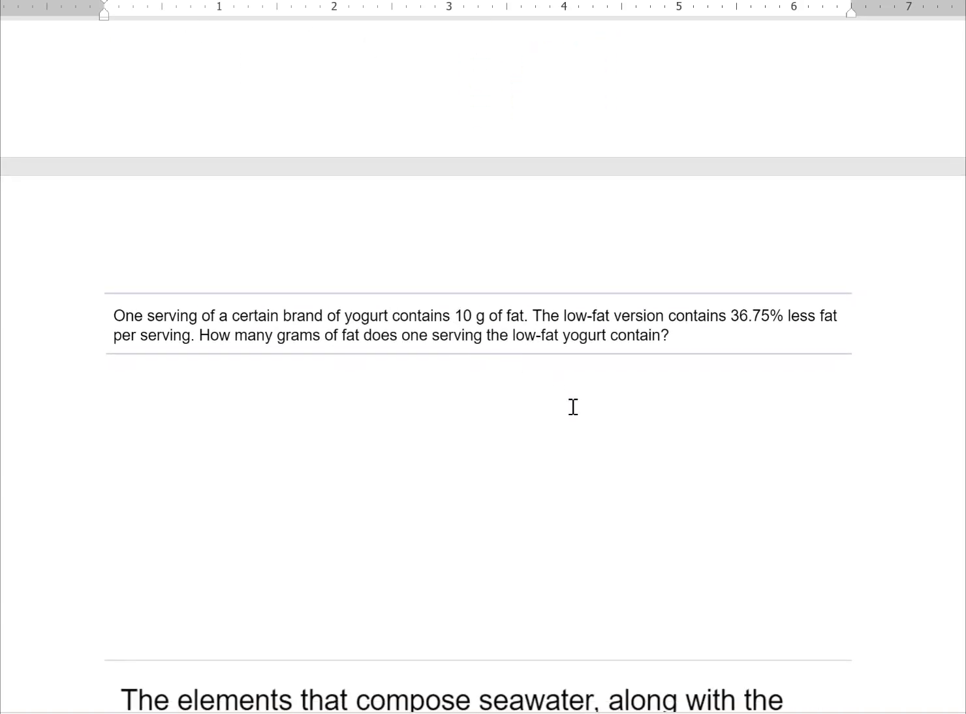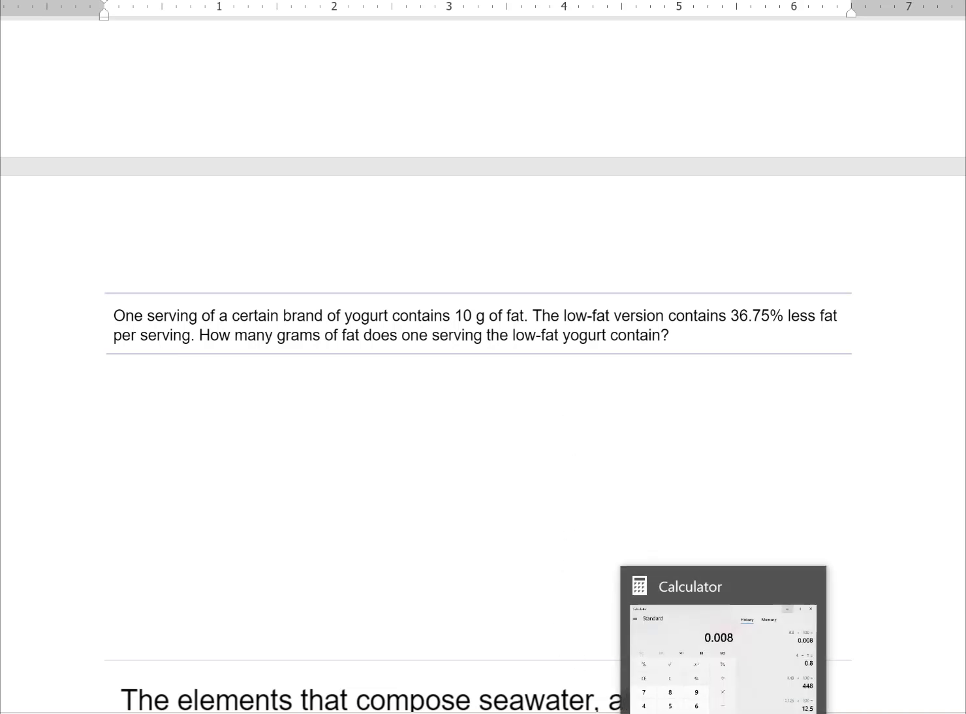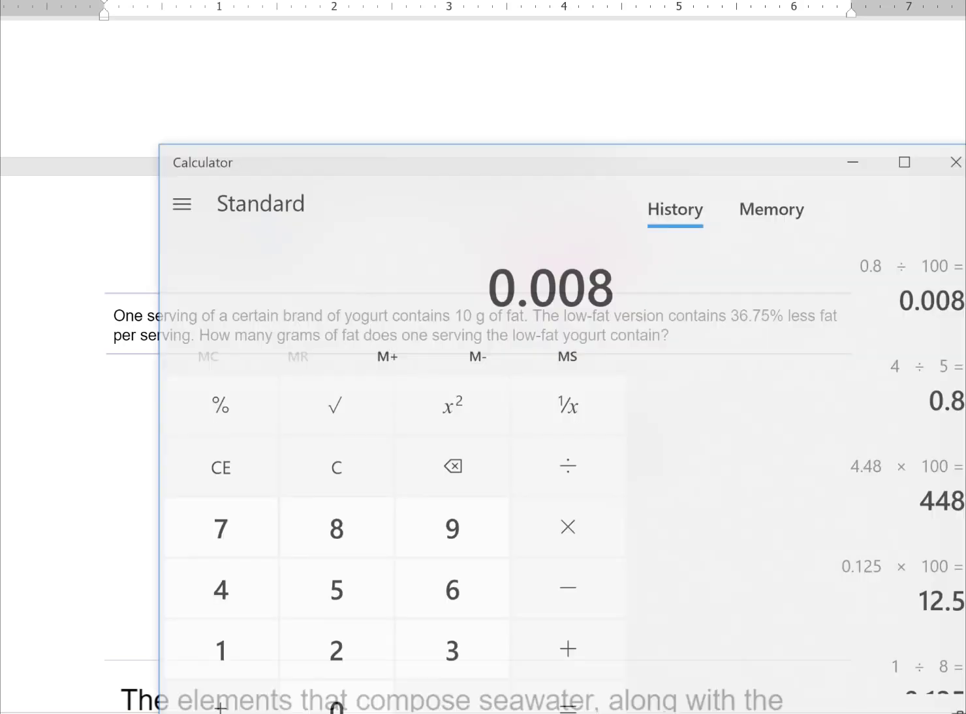One serving of a certain brand of yogurt contains 10 grams of fat. The low-fat version contains 36.75% less fat per serving. How many grams of fat does one serving of the low-fat yogurt contain? So if it contains 36.75% less, how much does it actually contain? If I start at 100% and I take away the 36.75, it will tell me how much is remaining.